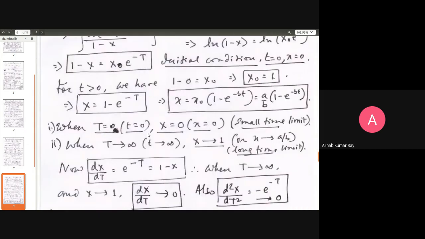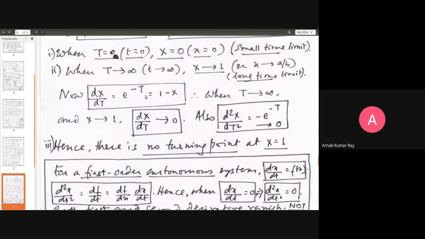dx/dt is equal to 1 minus x, right? So when t goes to infinity, dx/dt will go to 0, of course, because x will go to 1 and dx/dt will go to 0. All right. What about the second derivative?